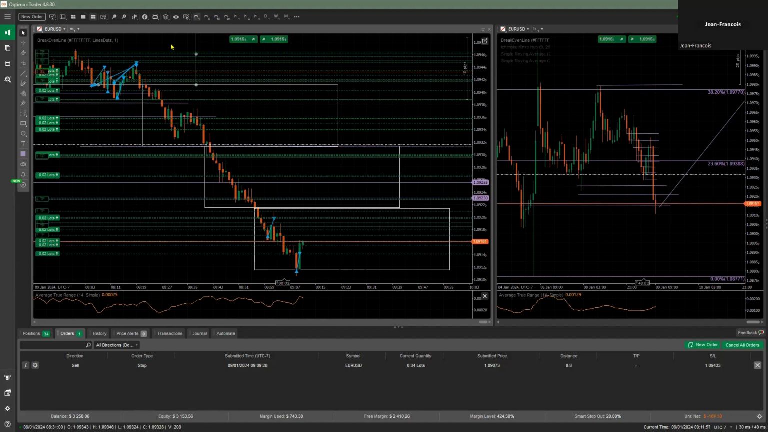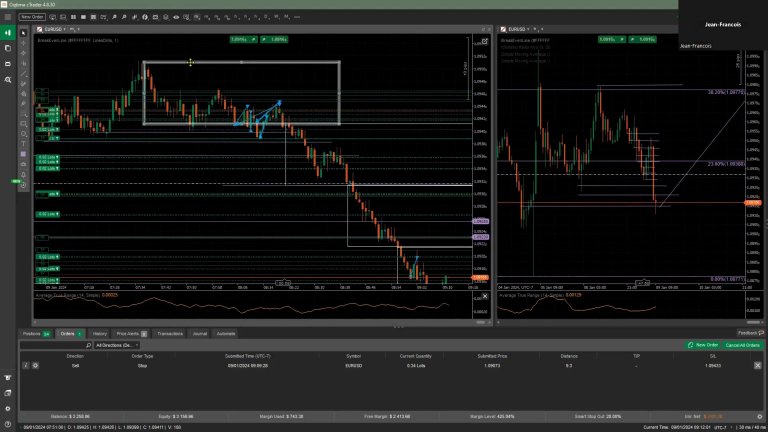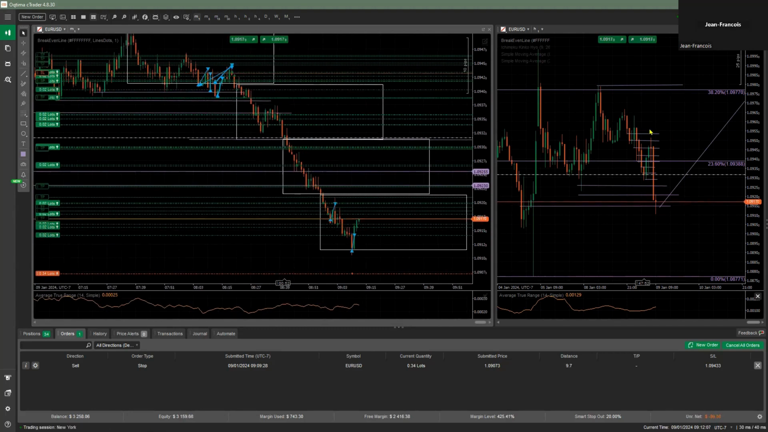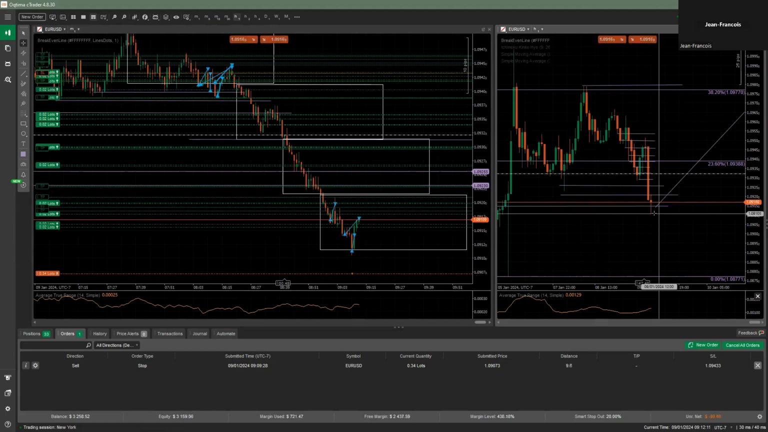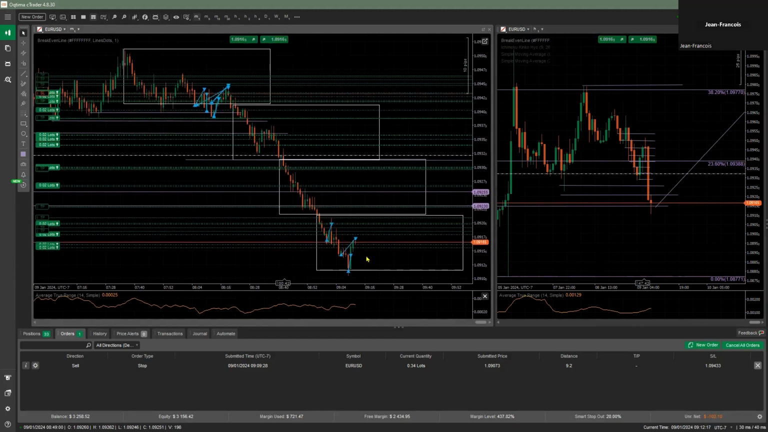Okay, so where are we now? Right. One, two, three, four boxes from the high, right? So from this most recent high right there, we have dropped four boxes to the pip, right? Literally to the pip. And we are now playing the long side, right?